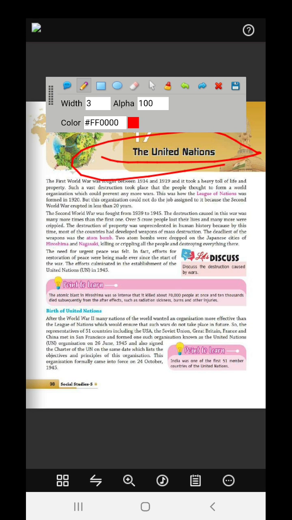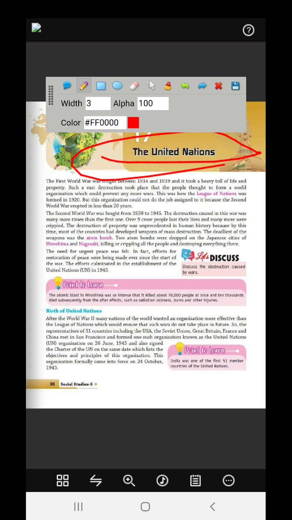The destruction caused in this war was many more times than the first war. The first war led to a lot of destruction, but the Second World War was more destructive because Hitler and Mussolini joined the Germans and took sides, and then there was a lot more destruction. Over 5 crore people lost their lives and many more were crippled.